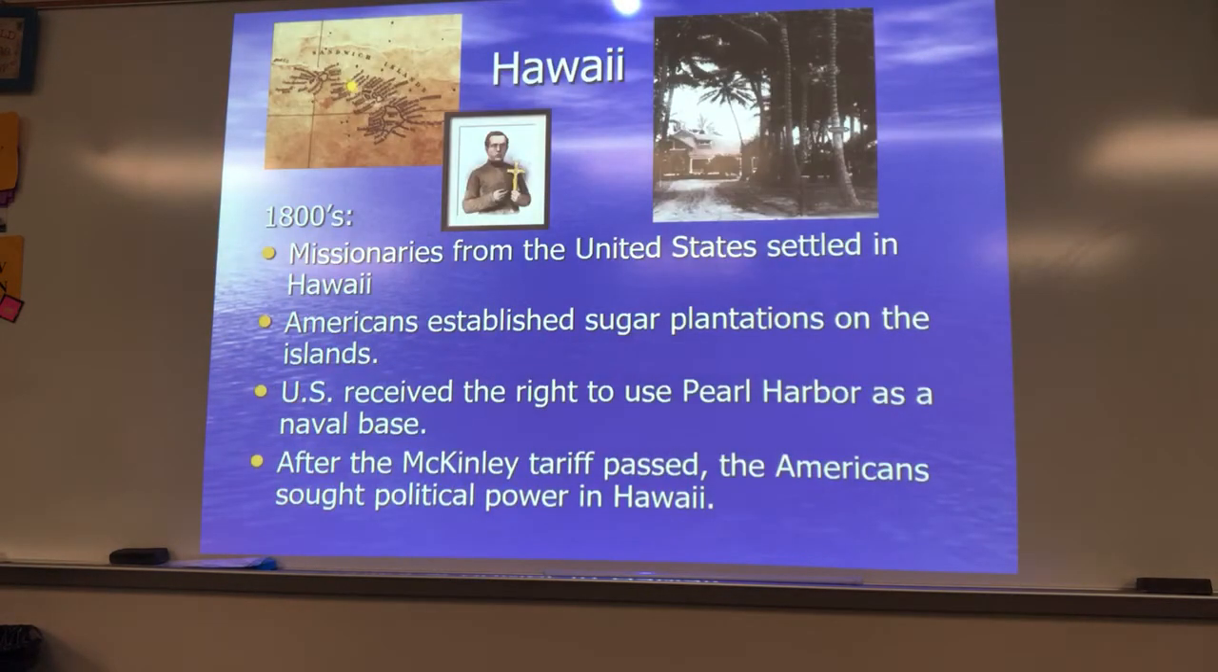So we've talked about Hawaii, and the whole idea that we had missionaries going out there. We had Americans going out there, and they were upset because they had to pay the tariff, and did Americans want to buy their sugar, their fruits? And so we talked about what happened to the queen.